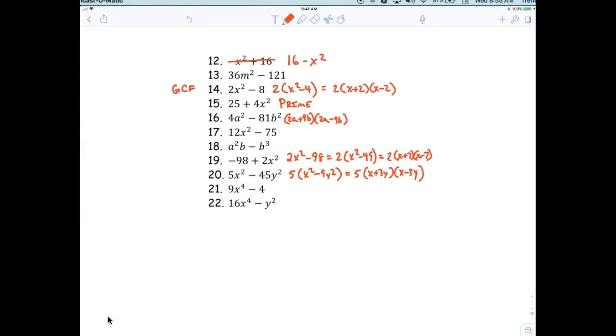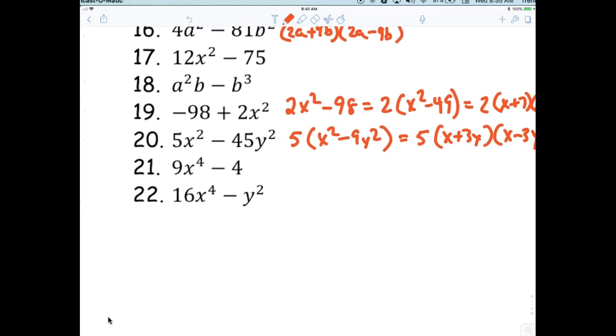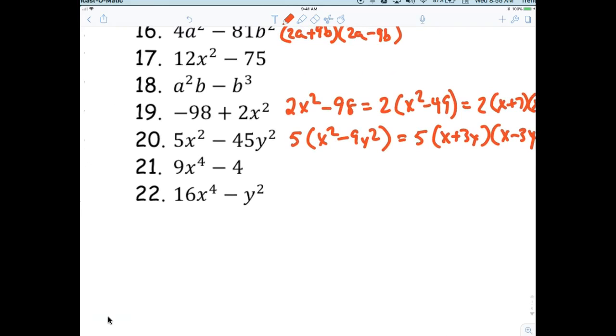2x squared minus 98 on 19. I just rewrote this. But why did you? Well, because I want the variable to be positive. I want it to be in front. Everything else has positive first and negative second. Because 98 is divisible, and because 98 is negative.